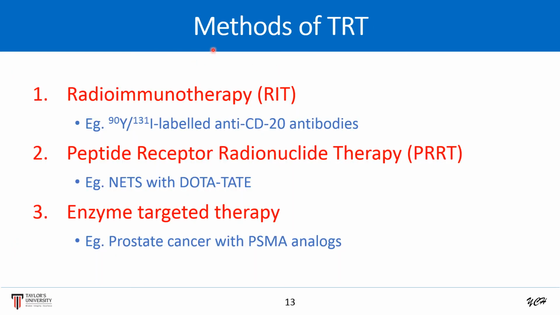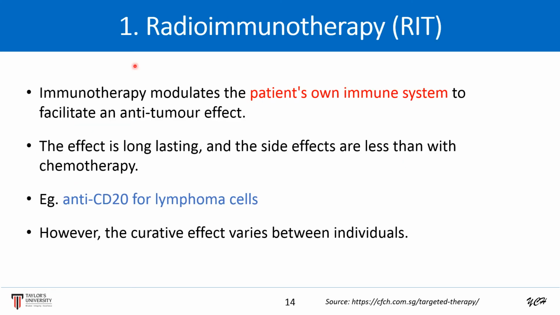So now let's look at the methods of targeted radionuclide therapy. I actually classify them into 3 categories. The first method is known as radioimmunotherapy, RIT. The second method is using peptides, receptor radionuclide therapy, and the third method is the enzyme-targeted therapy. Let's look at the first method, radioimmunotherapy, RIT.